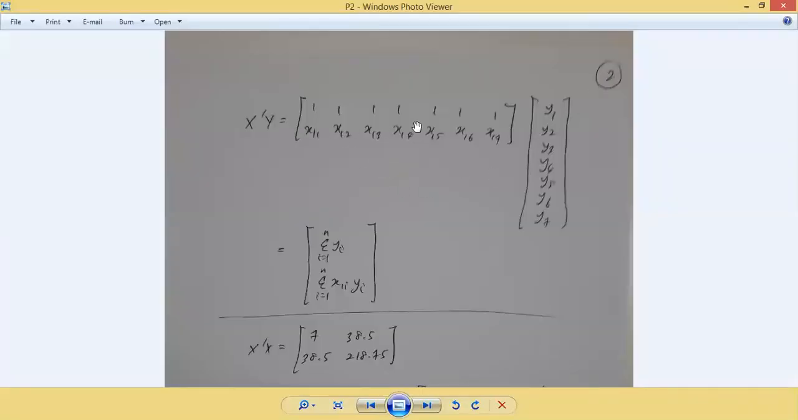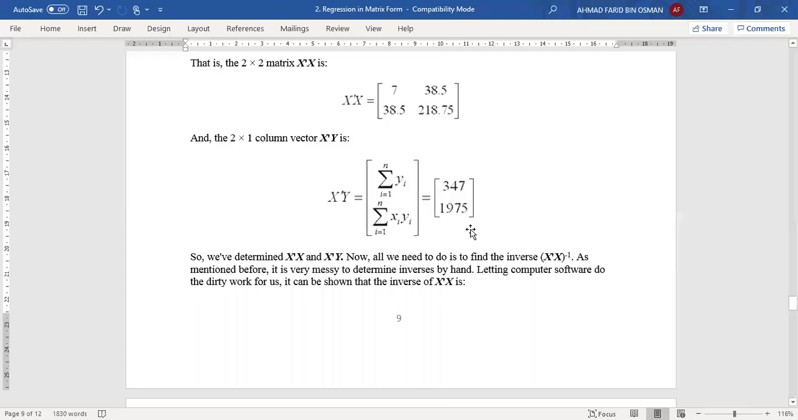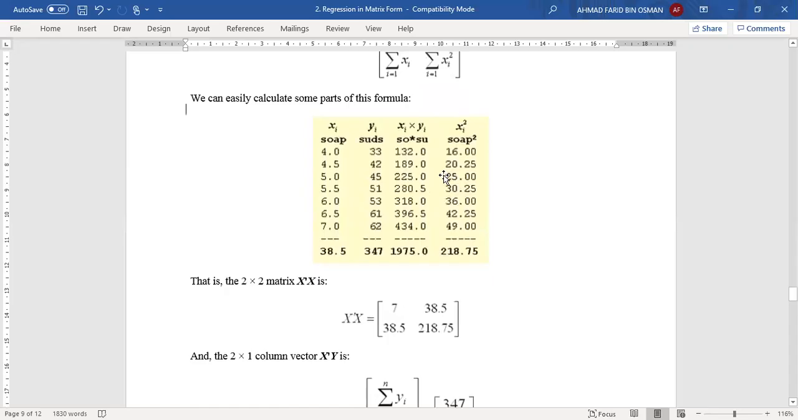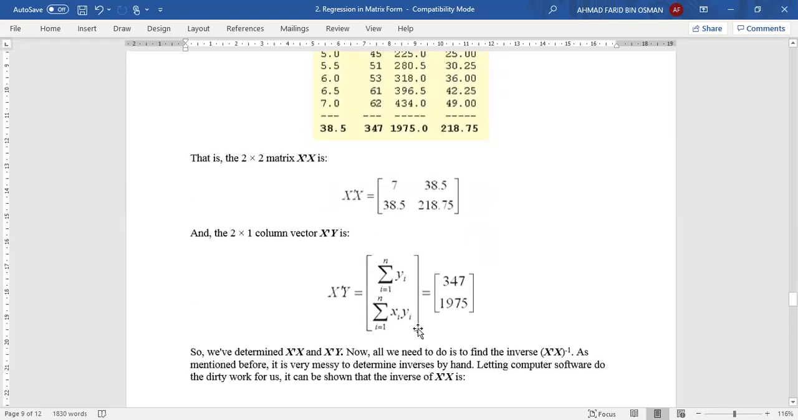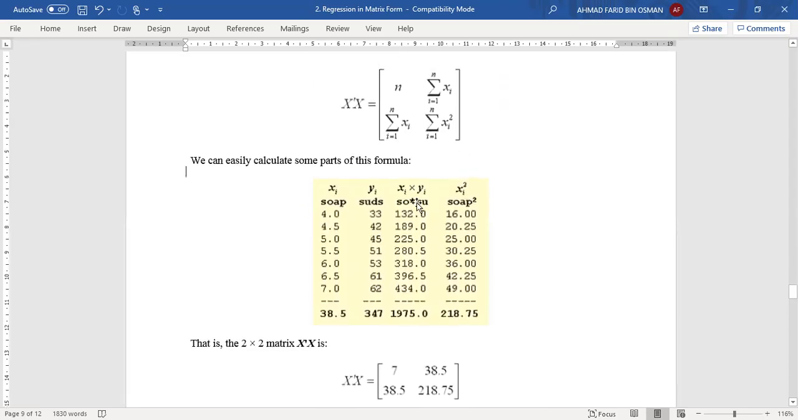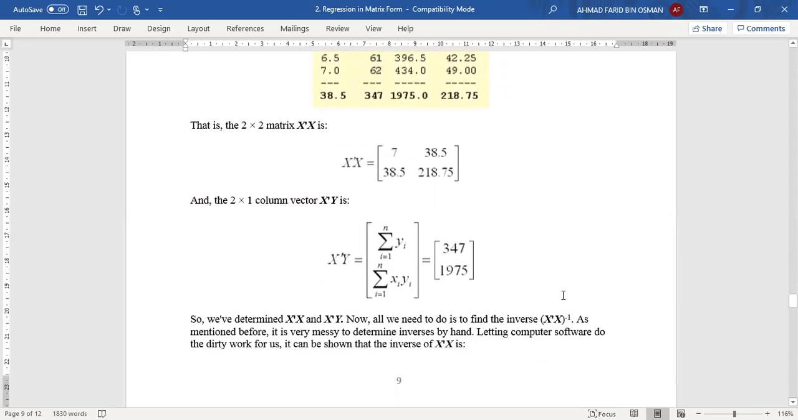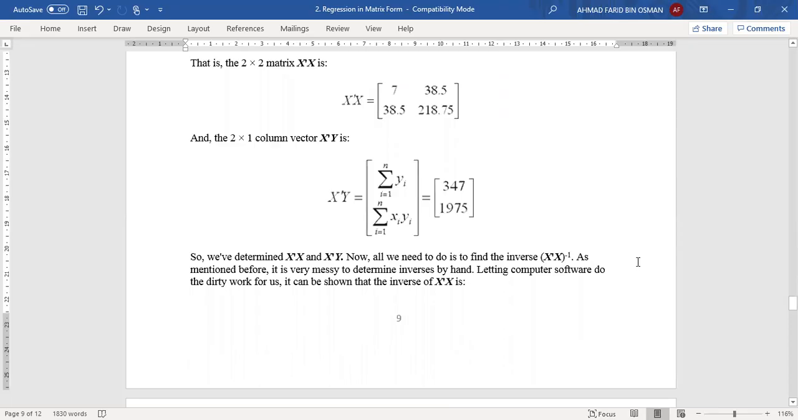Okay, so x transpose y. So x transpose, just like before, and then you have y. The first row, you multiply, you get the sum of y_i. The second row, you get the sum of xy. So you need to compute the sum of y and then the sum of x times y, so that you get what we call x transpose y. So the sum of y is 347, and then the sum of xy is 1975.